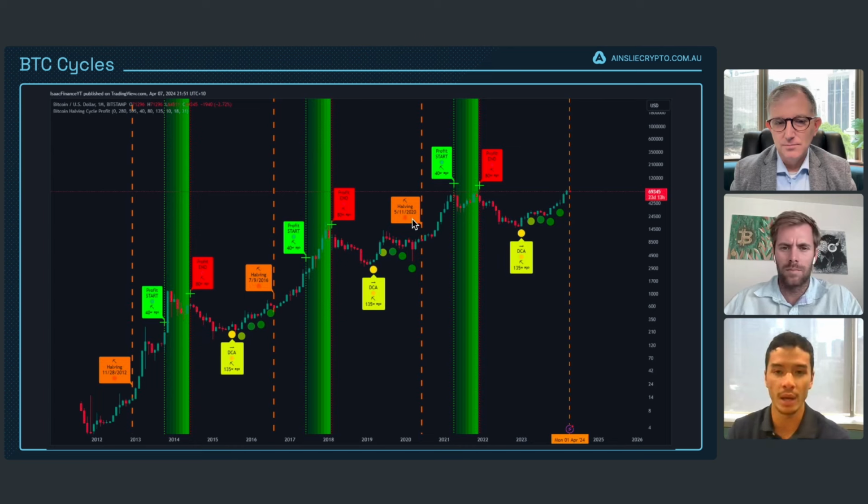So as you can see there, those profit start and profit end markers are just timing metrics. Typically after that amount of time, that's a good time to start scaling out if we're following the traditional 4-year cycle.